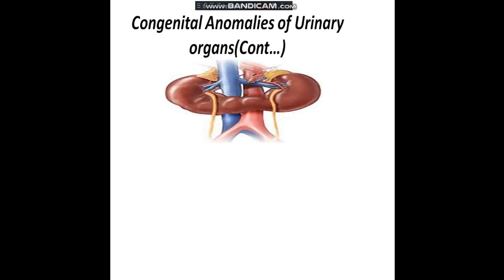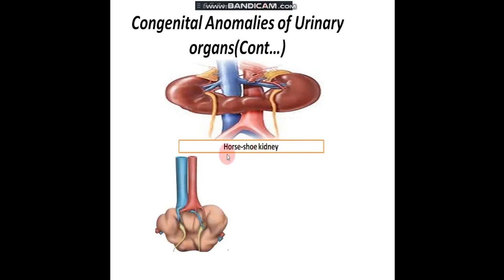In this picture, if we see, the lower poles of the two kidneys are fused, forming a horseshoe-like structure. So such a kidney is known as horseshoe kidney. In case of the horseshoe kidney, the two ureters cross the lower poles and then they drain normally into the urinary bladder.